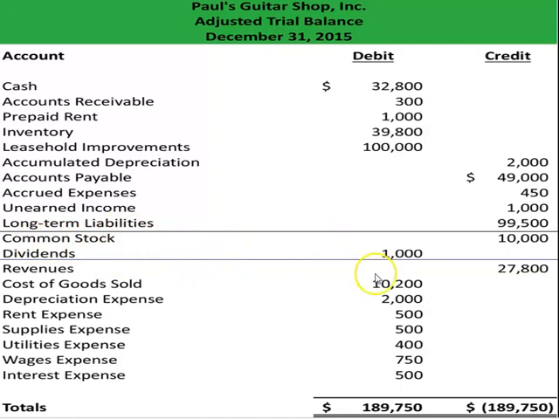Then we go into, I made these lines here to show kind of the stockholders' equity section. So I want you to please do understand that common stock is always going to show up on the adjusted trial balance, and dividends will.